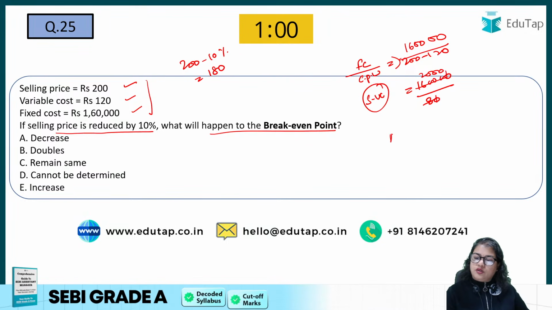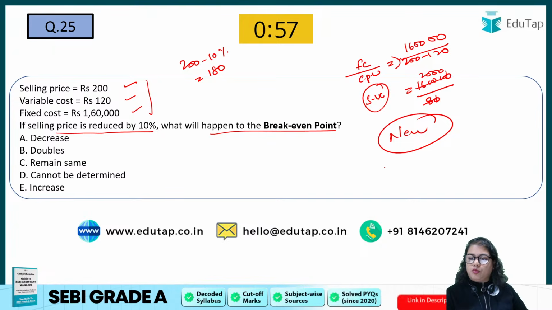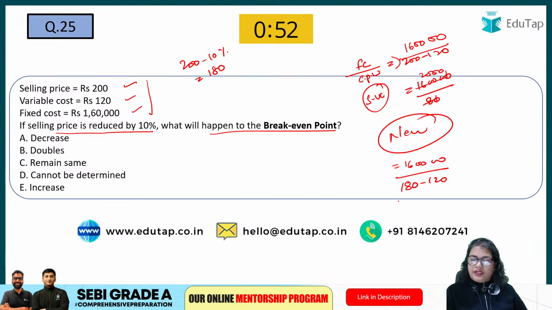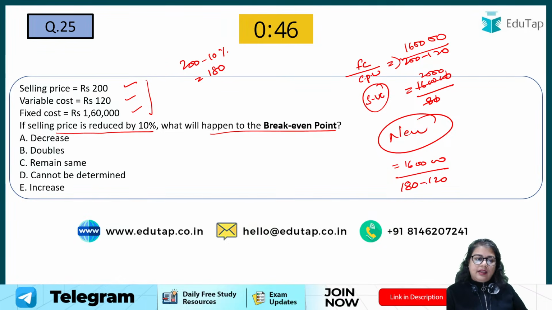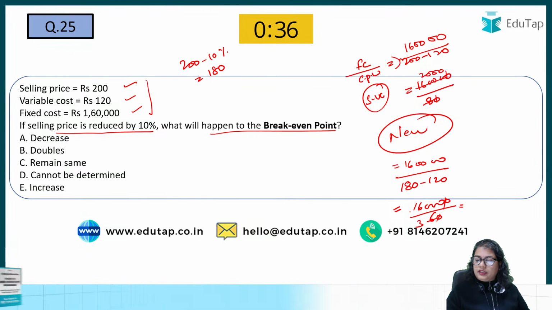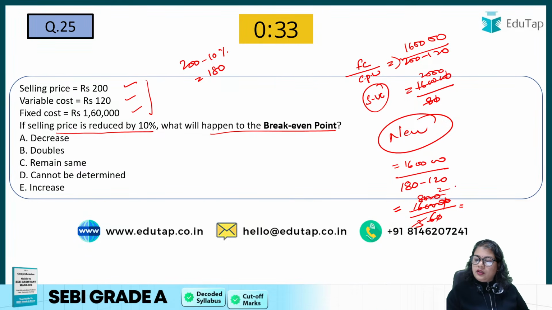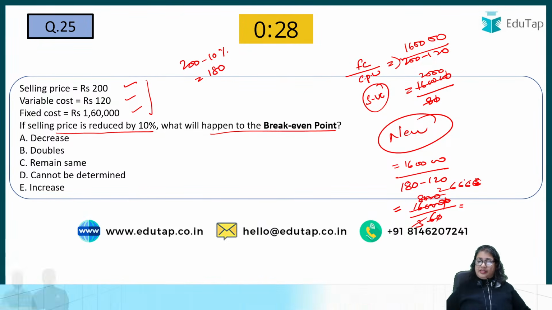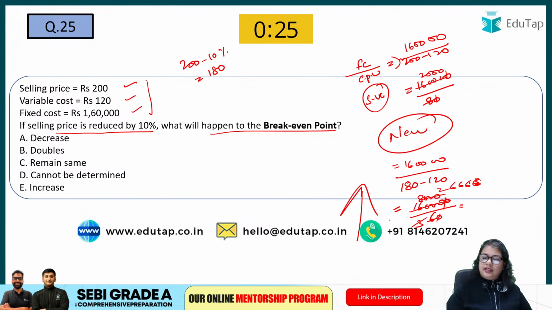180. Right? Now for the new break-even point, that would be 1,60,000 divided by 180 minus 120. I hope this is clear. Sales minus variable cost, the new sales value is 180 and the variable cost is 120. So 1,60,000 divided by 60. When you calculate this, you get 2,666.67, about 2,667 units. So basically the break-even point will increase. The answer is E.